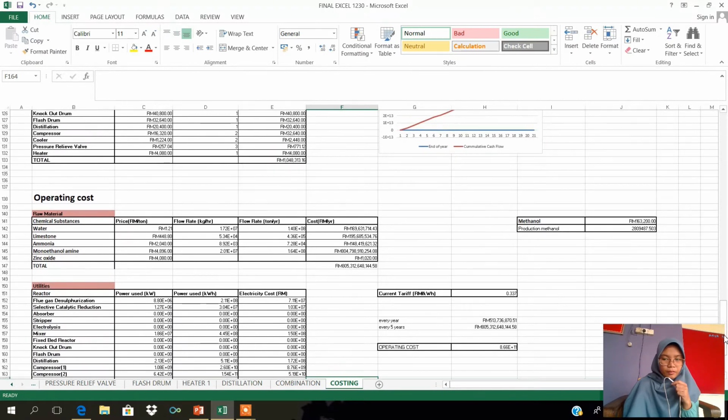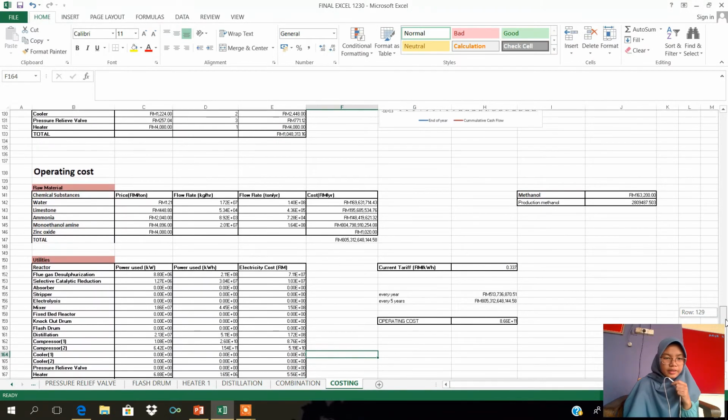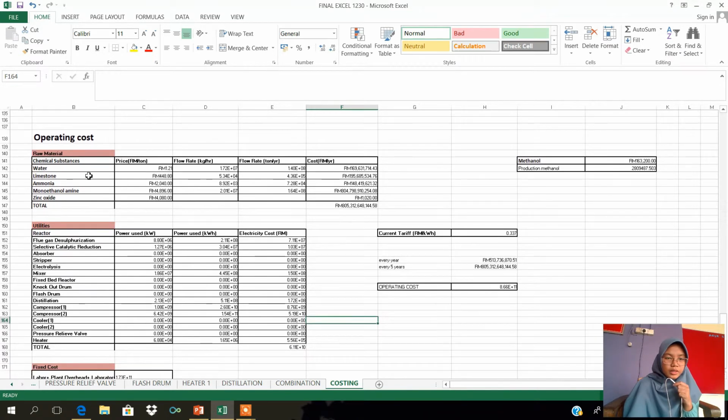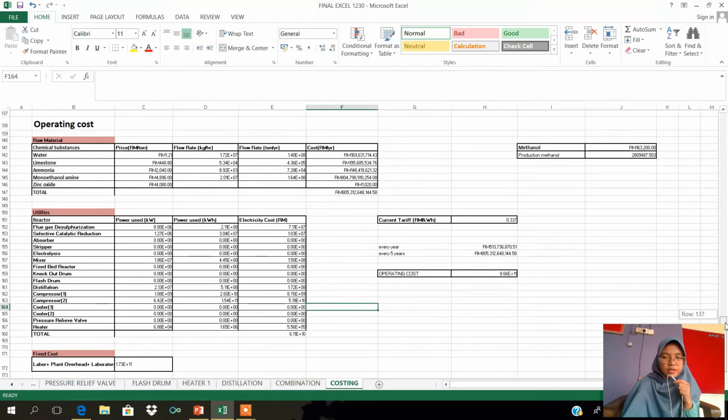And next, we have to calculate the operating costs. Operating costs include the raw materials, and we use water, limestone, ammonia, MEA, and also zinc oxide. The utilities is for the power use, with the current tariff of 0.337. And for the fixed cost, we take 20% of the capital cost.